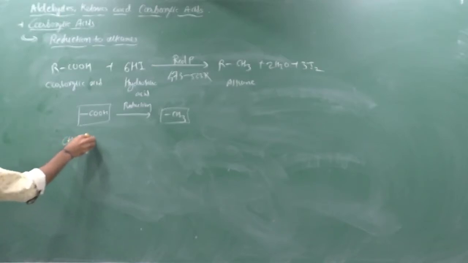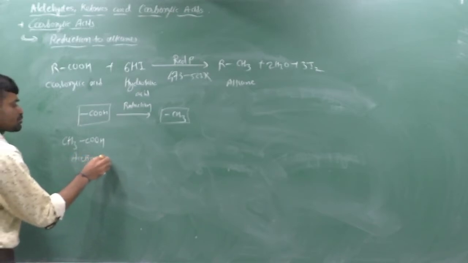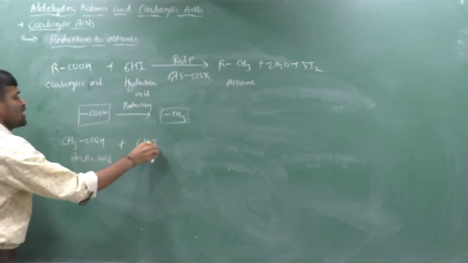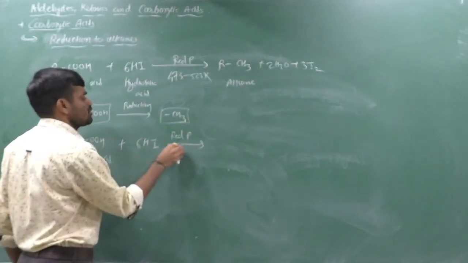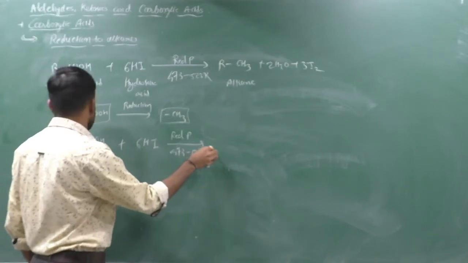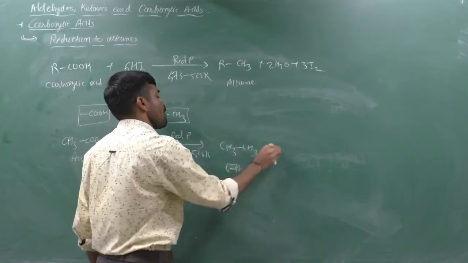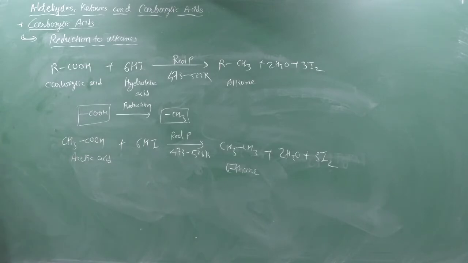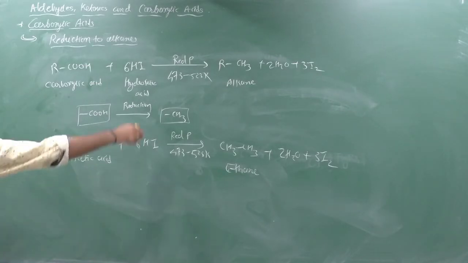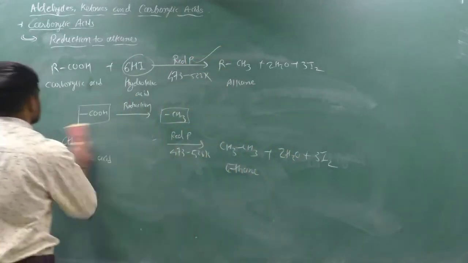Take one example, CH3COOH, which is acetic acid or ethanoic acid. We treat it with 6 times HI in the presence of red phosphorus, temperature range 473 to 523 Kelvin. We obtain CH3CH3, which is ethane, plus 2 times H2O plus 3 times I2. This is the reaction. So here we complete the second reaction, reduction to alkanes, which is done by HI in the presence of red phosphorus. Very simple.